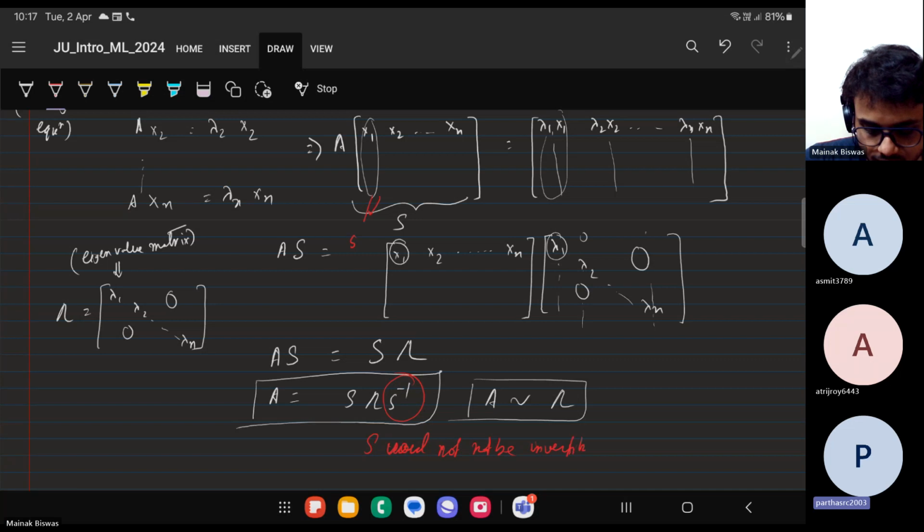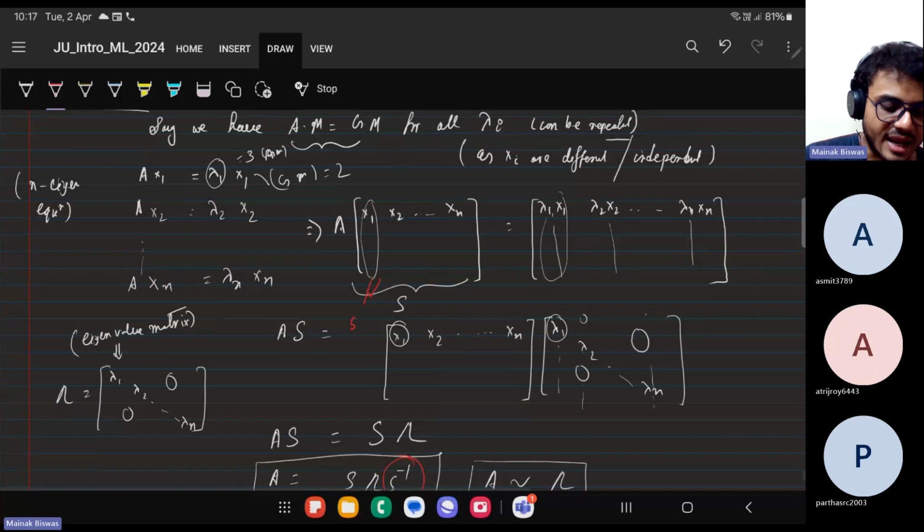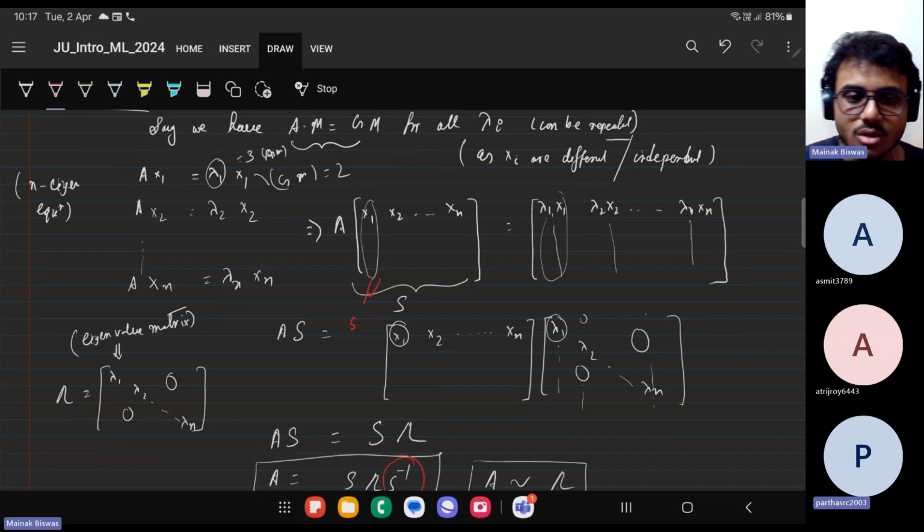Why did you say that, Mainak-da? This part was not clear. If there are not n independent vectors, how can S be independent? Oh okay, so the determinant of S will be 0 then. Yes, so you cannot take inverse. Right, so it is singular, so you cannot take inverse. That's what I'm saying. Yes, singular.